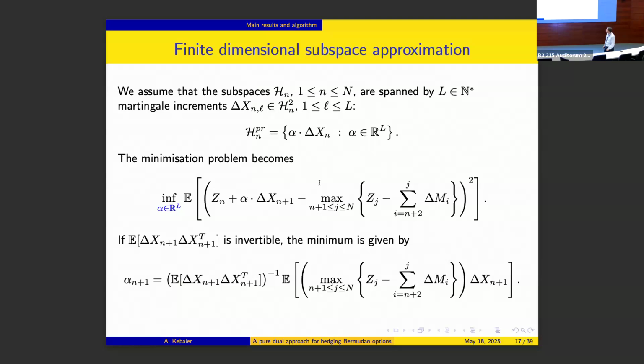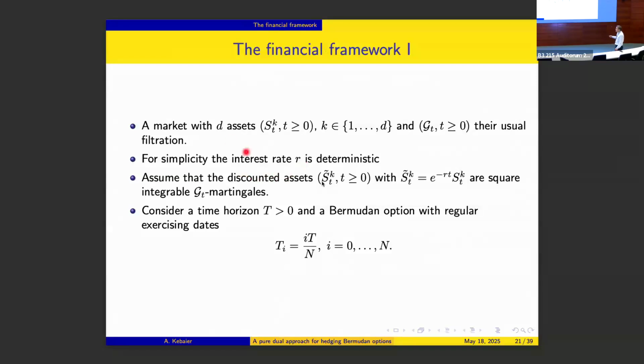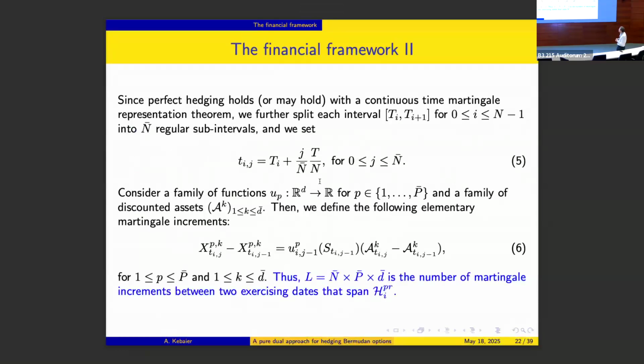So let me go now to the financial framework. For the financial framework, let's assume that we are working on d assets. The advantage of this is that we can allow ourselves to work in a high dimensional setting. And here, for simplicity, we took the interest rate constant. And then we assume that, of course, the discounted asset price is going to be a martingale. The exercise times for the Bermudan option, we can assume that they come from a uniform grid. So this is not a big assumption here. It's a usual assumption.